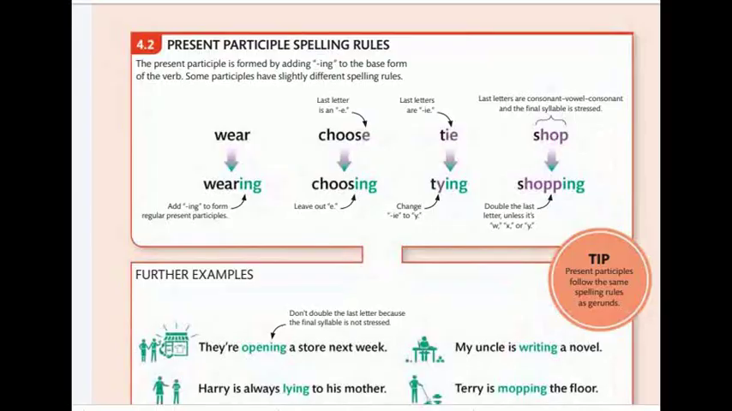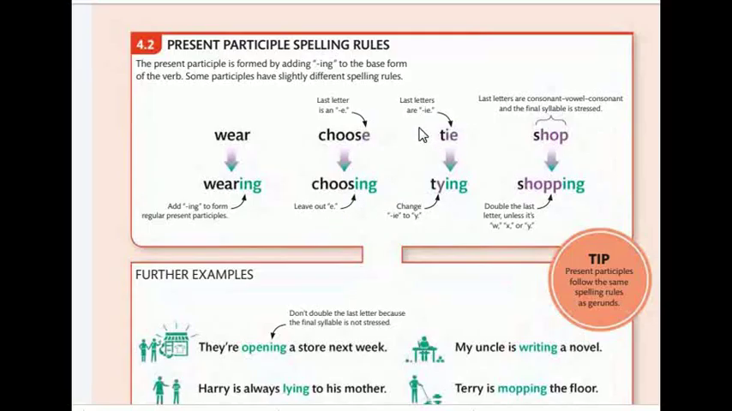Next one, present participle spelling rules. The present participle is formed by adding ing to the base form of the verb. Some participles have slightly different spelling rules. For example, we add ing to form regular present participles. Choose, choosing. Last letter E, leave without E.